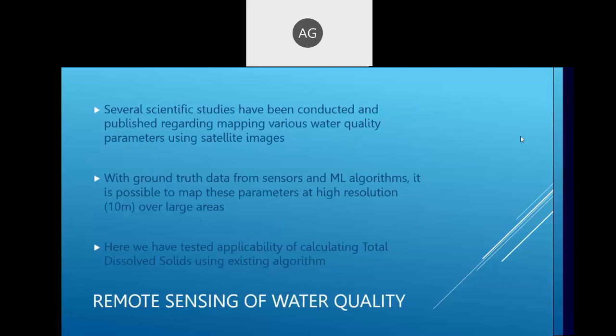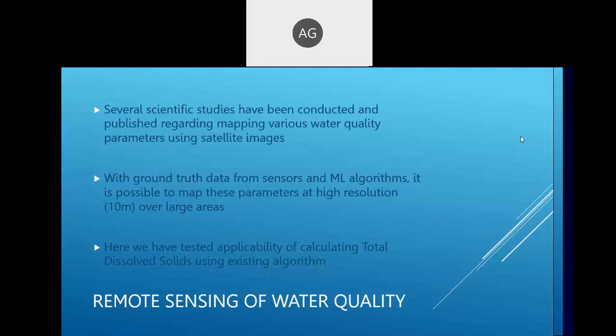So let's come to the main topic of remote sensing of water quality. There are several scientific studies. Maybe some of you might have done some research, there are several studies which have been published all around the world. The various water quality parameters have been mapped using satellite images.